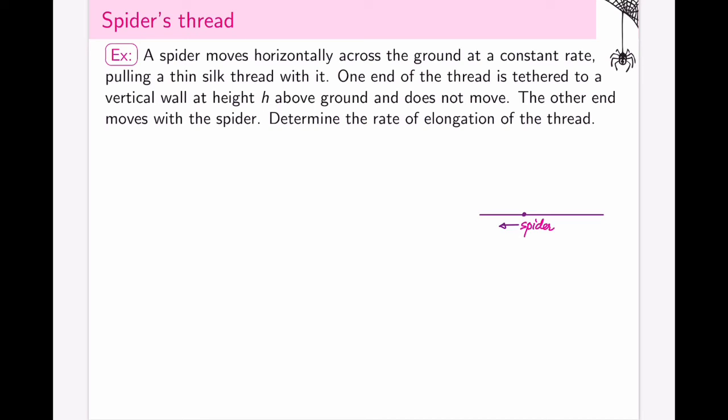Now, next up, we know that he's moving at a constant rate. That's good to know. He is pulling a thin silk thread with it. One end of the thread is tethered to a vertical wall at height h. So we also here have a vertical wall, and we know that the actual height at which the thread is attached is h. And my spider is pulling on the other end of that silk thread. Okay, so this is a wall, this is a movable, and this is a thread.